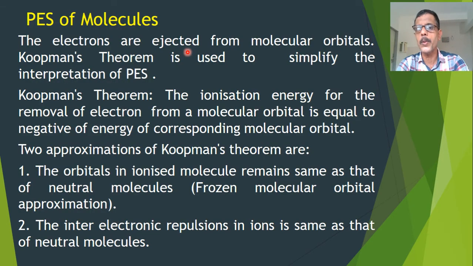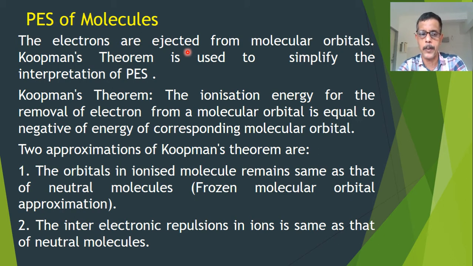Now we will see how to analyze the photoelectron spectrum of molecules. In the case of molecules, the electrons are ejected from molecular orbitals, and the spectrum will be a little complicated. To simplify the spectrum, Koopmans' theorem is used. Koopmans' theorem says that the ionization energy for the removal of an electron from a molecular orbital is equal to the negative of the energy of the corresponding molecular orbital. So if a molecular orbital has an energy of minus 24 electron volts, then for removal of the electron we would have to supply 24 electron volts.